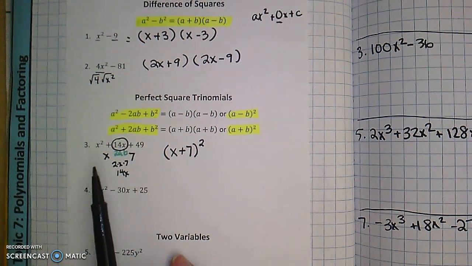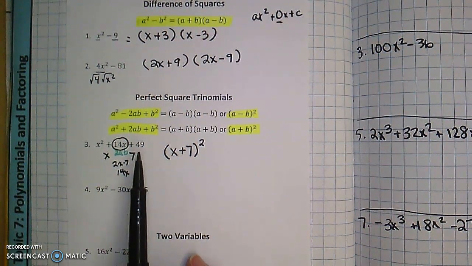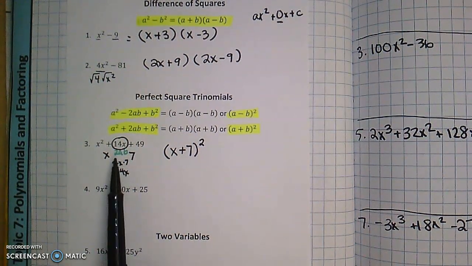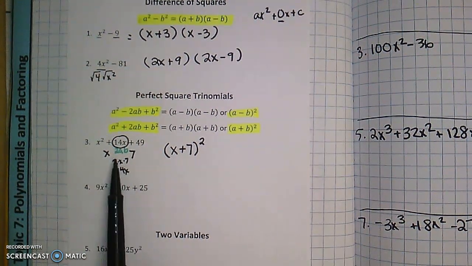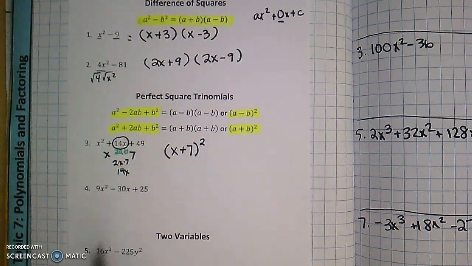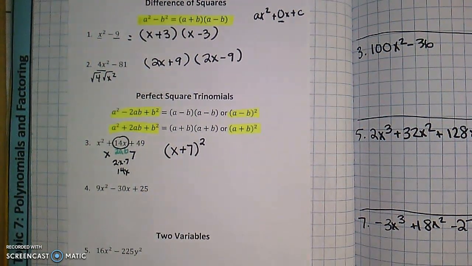So you really have to look at the A term and the B term separately and then multiply the product of those by 2 to see if that works. So I'll show you again with the next one. We'll start with the first term, the A term.